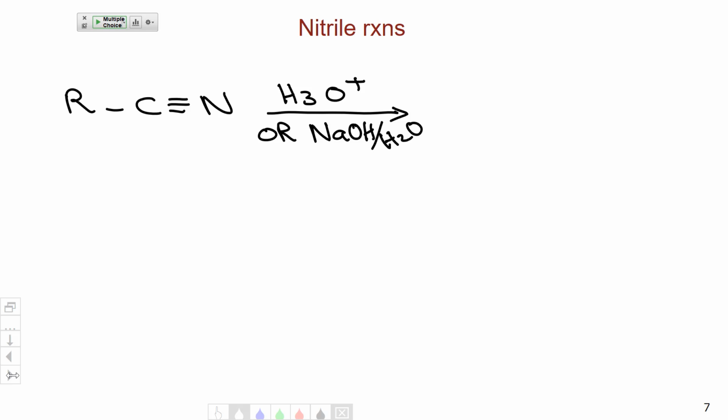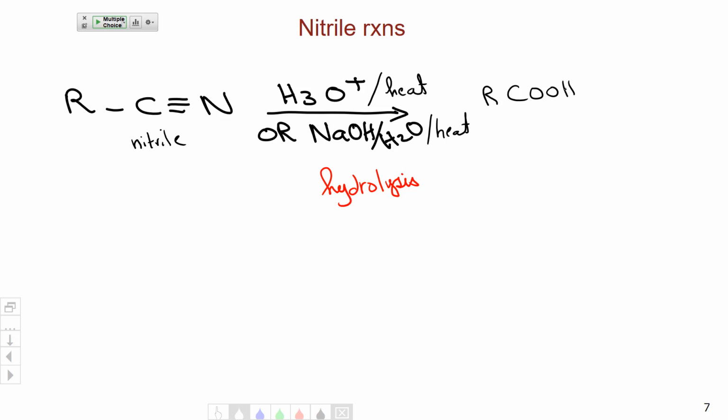Now, this reaction, you've seen it before. I'm just repeating it. If we have a nitrile, we've seen it in the cyanohydrin. If I start with a nitrile, I add H3O+ and heat, or NaOH and heat. So this is a hydrolysis in which the nitrile changes to a carboxylic acid.